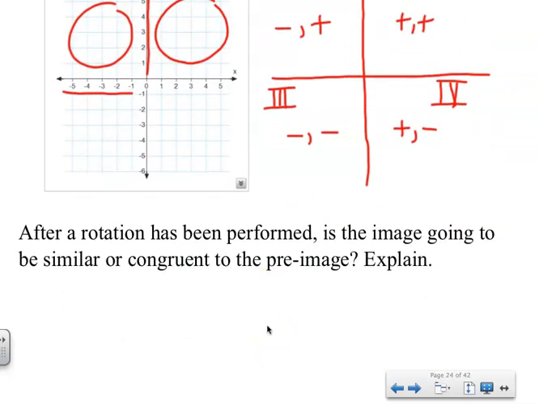All right, one more question. After a rotation has been performed, is the image going to be similar or congruent to the pre-image? Explain. So again, pre-image means the before image. Congruent, we know, means equal. And then similar, we've not yet learned, but similar is when they are the same shape but a different size, so kind of like dilations. So why don't you answer that question in a complete sentence, and then we'll go over it.